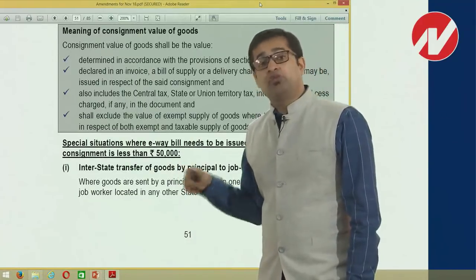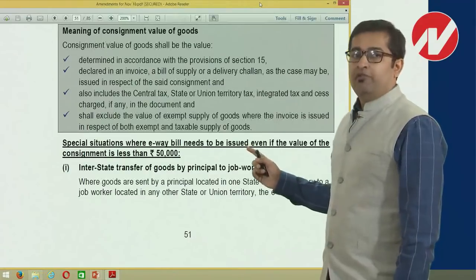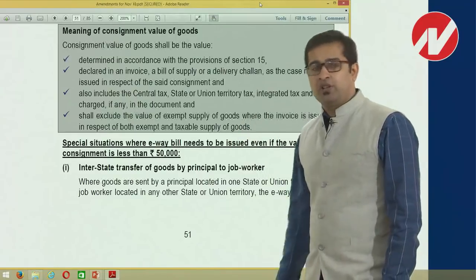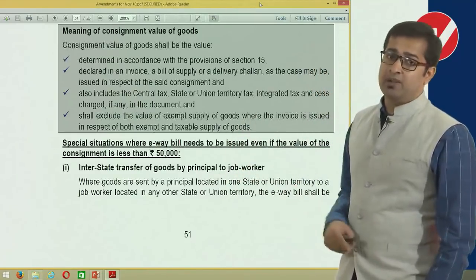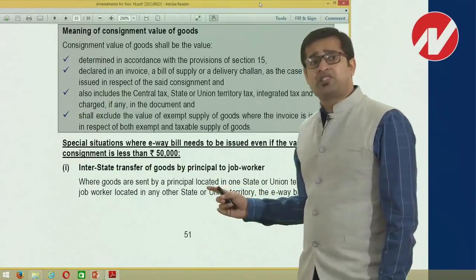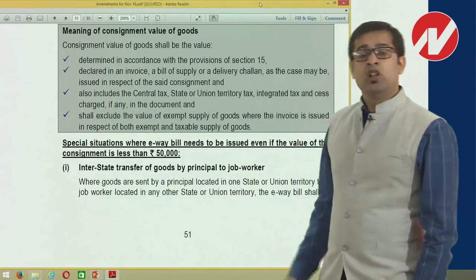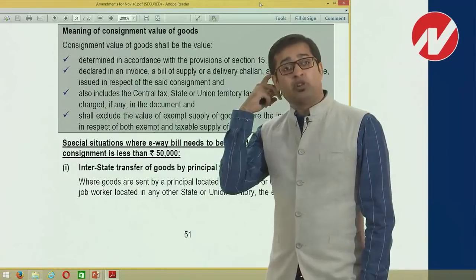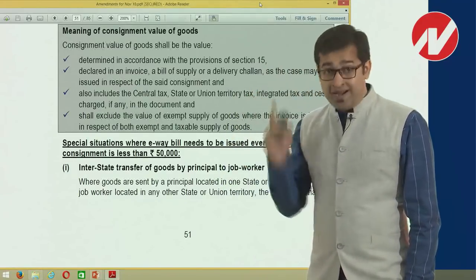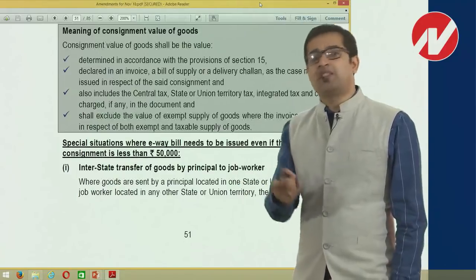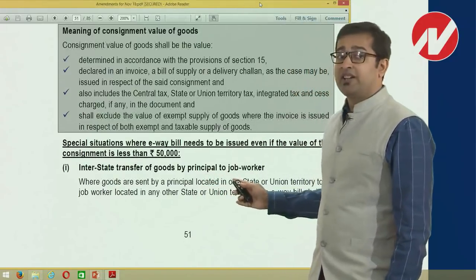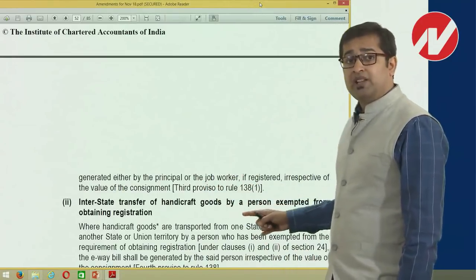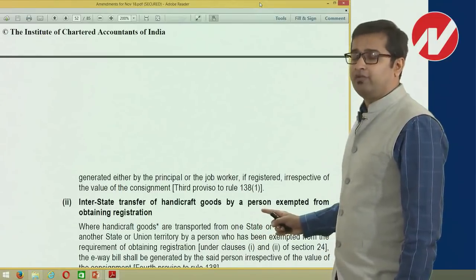Now there are points which we further have to refer to as special situations where an e-way bill needs to be issued even if the value of the consignment is less than 50,000, special circumstances where it is compulsory. One of the first circumstances: interstate transfer of goods by a principal to a job worker. So technically, if I am sending goods from Gujarat to outside Gujarat to a job worker for the purpose of job work, then in that case e-way bill is mandatory even if the value of goods is less than 50,000. So that is the first point, the interstate transfer of goods by a principal to the job worker. Then the second point very clearly says, the interstate transfer of handicraft goods.